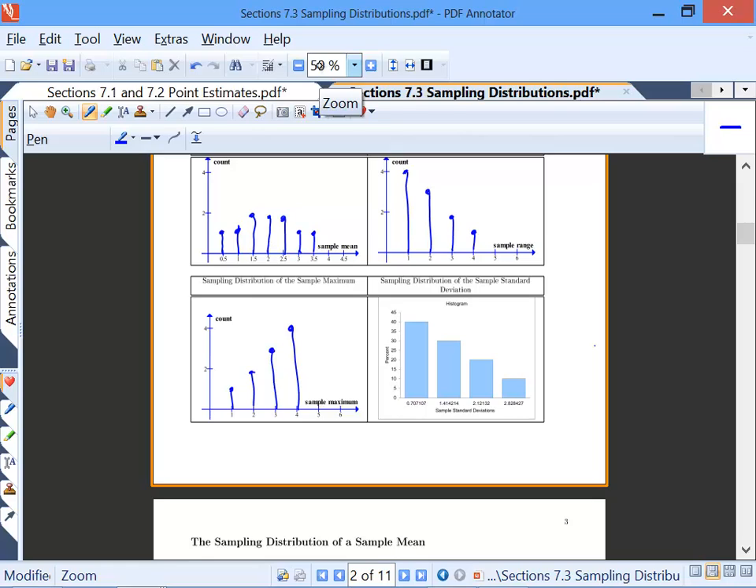So notice we had 4 different statistics, and we found the distributions for each. Notice they all look like different distributions. So each different statistic could have its own sampling distribution.